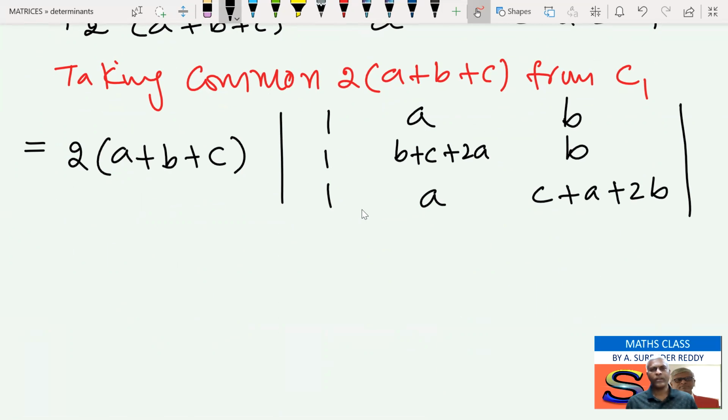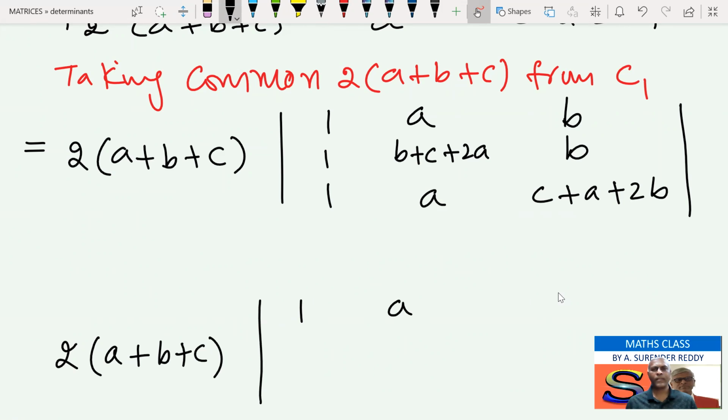Now, we further simplify these. I am writing this as it is: 2 into A plus B plus C. I am writing the first row as it is: 1, A, B.